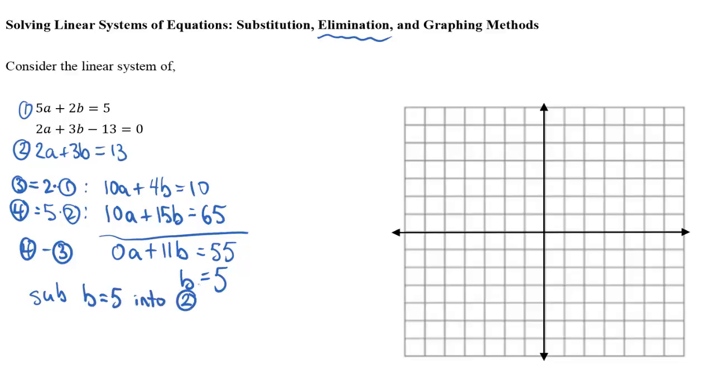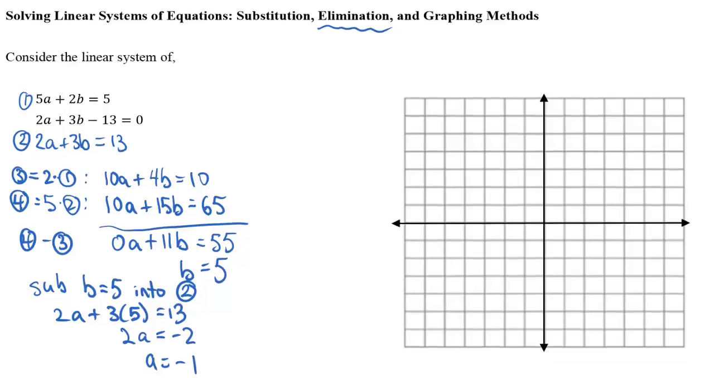All right, so we have 2a plus 3 times my 5 I found equals 13. So 2a equals 13 minus 15 gives me negative 2, so I get a equals negative 1. All right.